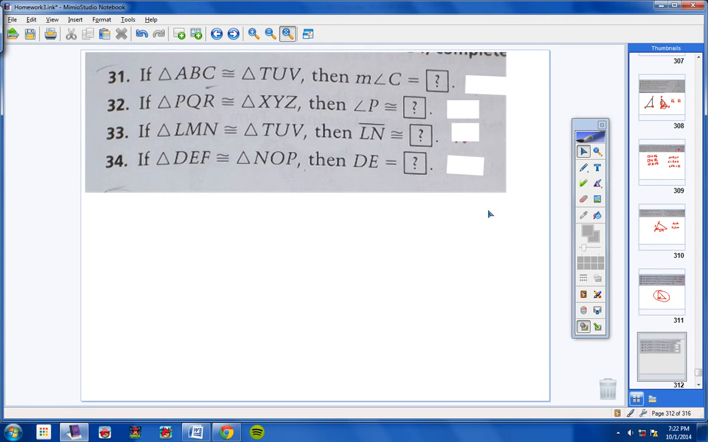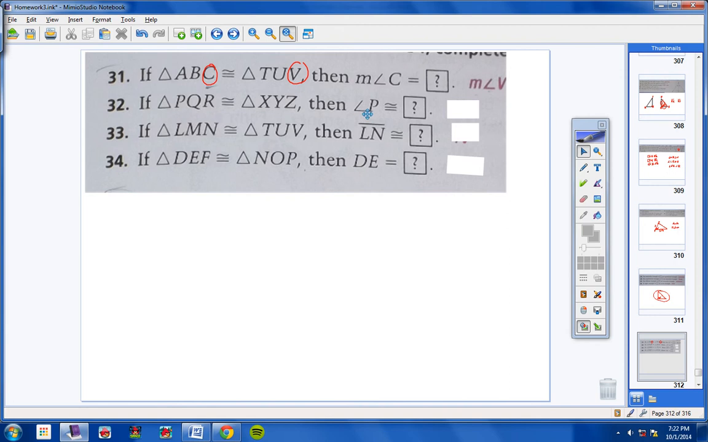All right, let's continue on. This should be pretty simple here. We talked very well in your notes about congruent statements and lining up angles with angles and sides with sides that are congruent. So here we go. We have triangle ABC and triangle TUV. They're congruent. And so angle C right here would be congruent with angle V. So there we go. Angle C is congruent with angle V.